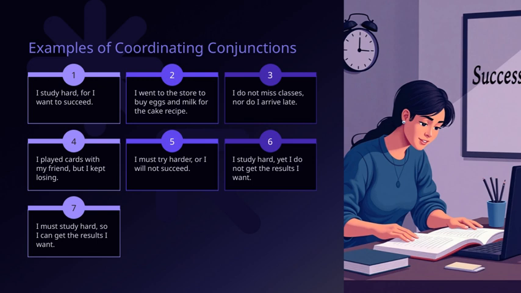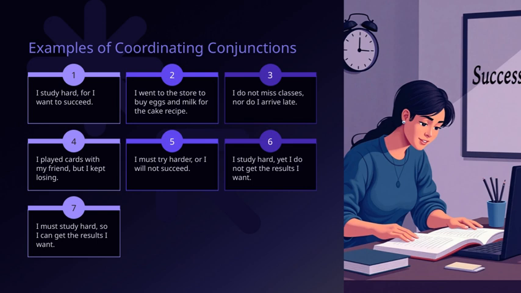Next, look at, "I do not miss classes, nor do I arrive late." Here, "nor" is used to add a second negative point, emphasizing what I avoid doing. Then we see, "I must try harder or I will not succeed." "Or" presents a choice or consequence, highlighting the importance of effort.